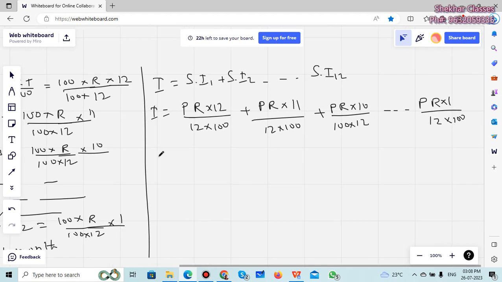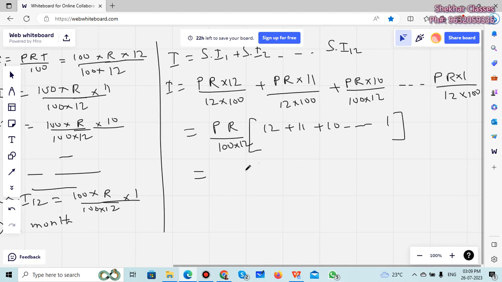So do we not see that every time we have got P, we have got R, and upon 100 is common in all of these? What is left with? 12 plus 11, right? Even 12 was common in it, sorry. 12 is common. So 12 plus 11 plus 10 and up to 1. Is it there? So this is a case of AP. If you add them up, you will get a certain value.